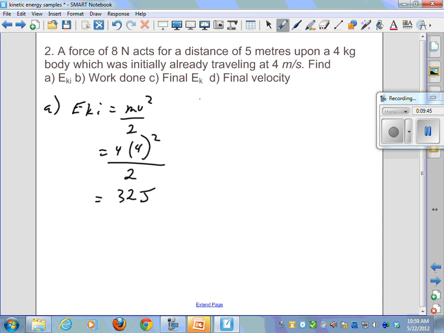Now part B asks us to find the work done. Force times distance. We have 8 newtons of force. We have a distance of 5 meters. 40 joules of work.